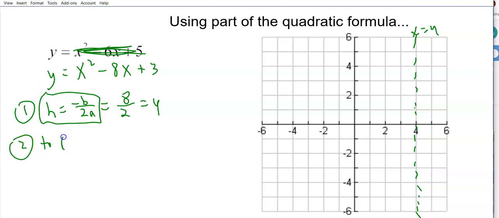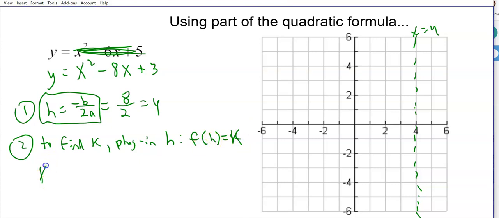to find k, plug in h. So in other words, we're going to do f of h equals k. That's symbolically what's going to happen. That's k, and that's h.